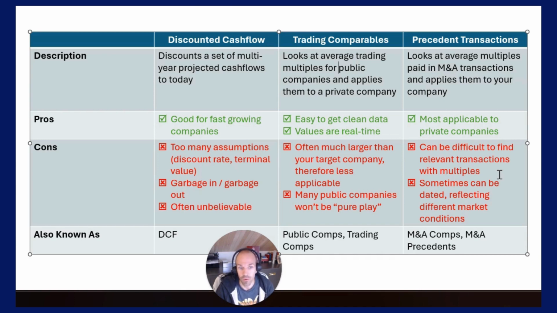What are they also called? They're called M&A comps or M&A precedents, as well as precedent transactions. So anyway, these are the three main valuation methods. There are a whole ton of other valuation methodologies that people use, but I would say these are the most common methodologies used by investment bankers to value different types of businesses.